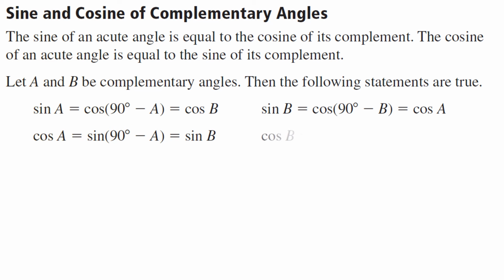Same is true if I start out with cosine. If I start out with cosine of A, that has to have the same value as the sine of B. If I start out with the cosine of B, that has to have the same value as the sine of A.